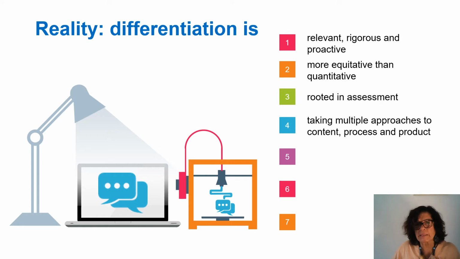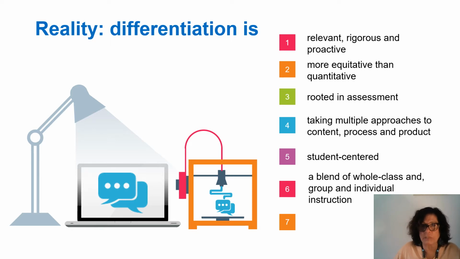Also, differentiated instruction is taking multiple approaches to content, process, and product. By differentiating these three elements, we can offer different approaches to what students learn, how they learn, and how they demonstrate learning. It is obviously student-centered, and it is also a blend of whole class, group, and individual instruction. And it is organic and dynamic in that students and teachers are learners together. Ongoing collaboration with students is necessary to refine learning opportunities so that they are effective for each learner.